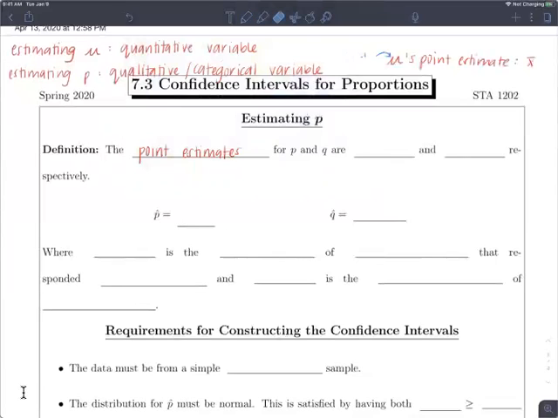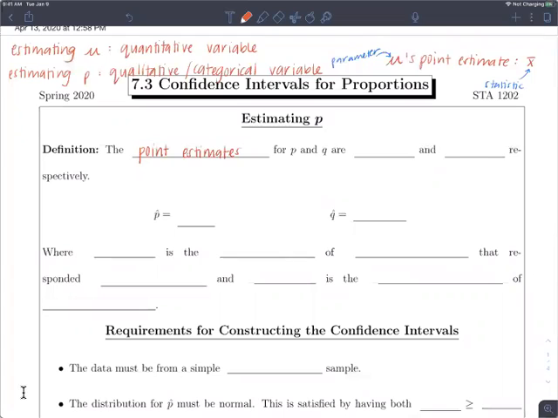Parameter. And then X bar is the statistic, right? So those are definitions you absolutely have to know. And a lot of people got that wrong on the last exam. So make sure before you retake that exam that you understand the difference between those two things, right?